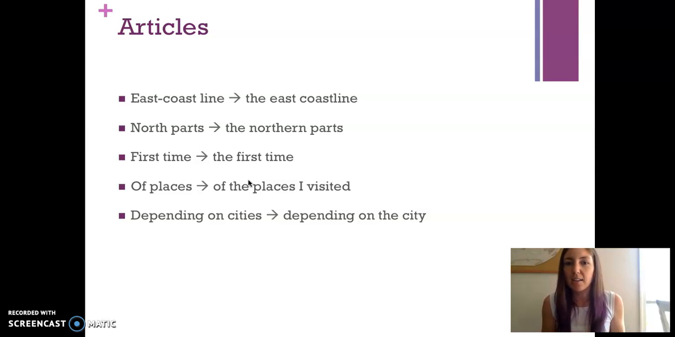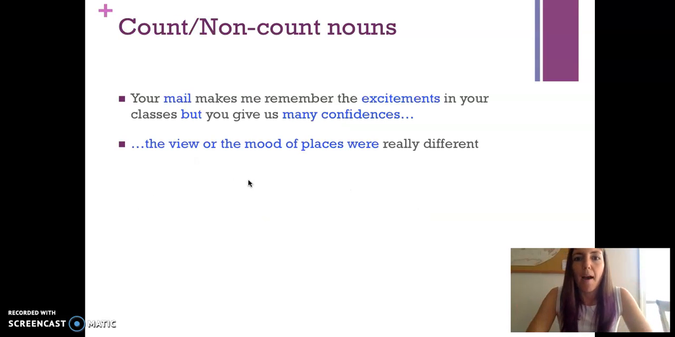And then depending on cities, we also want to say depending on the city or the cities that you visited. If you're saying something is different depending on the city, we can keep it in singular because it's like one city, another city, different on the city. Okay. Another thing to look at is the count and non-count nouns.